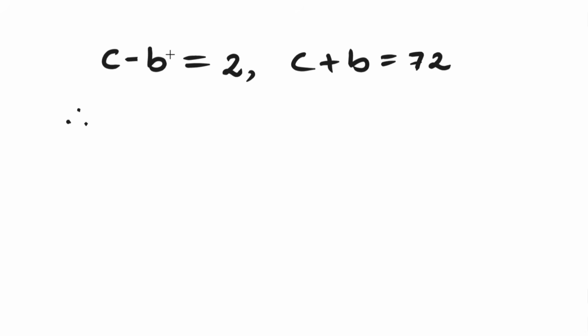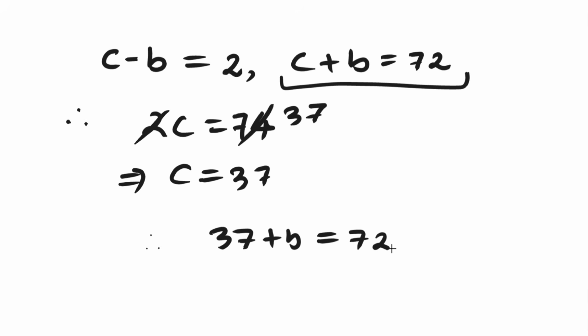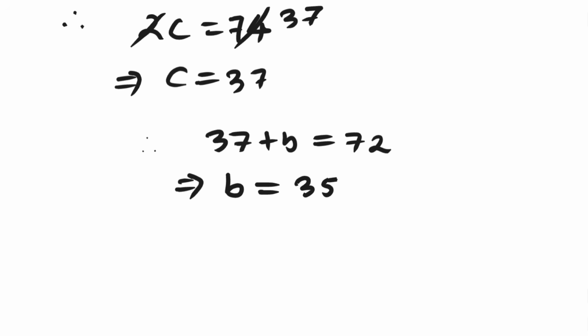Let's add the two equations. The negative b and positive b cancel each other, leaving 2c equals 74. Dividing both sides by 2 gives c equals 37. Now substitute c equals 37 into c plus b equals 72. We get 37 plus b equals 72. Subtracting 37 from both sides gives b equals 35. Therefore, one possible triangle is 12, 35, 37.